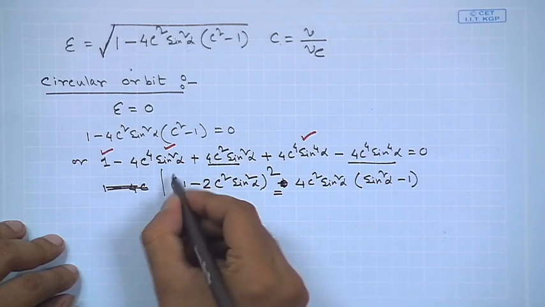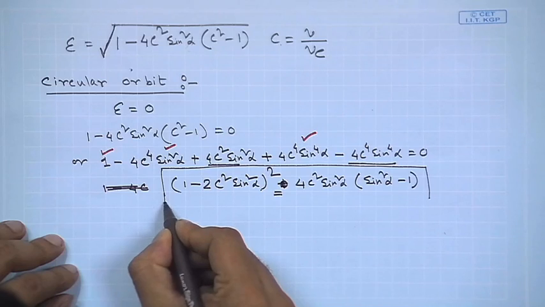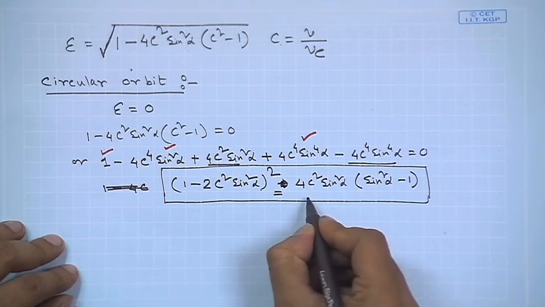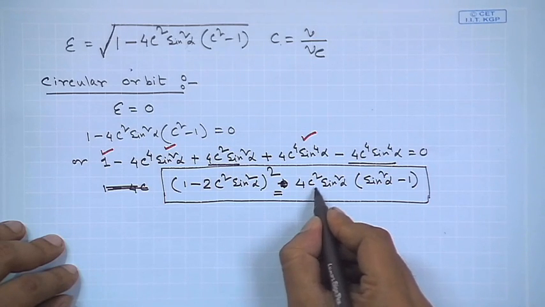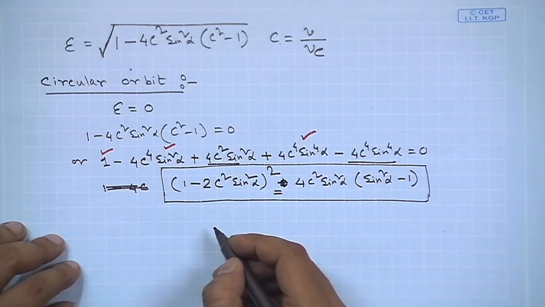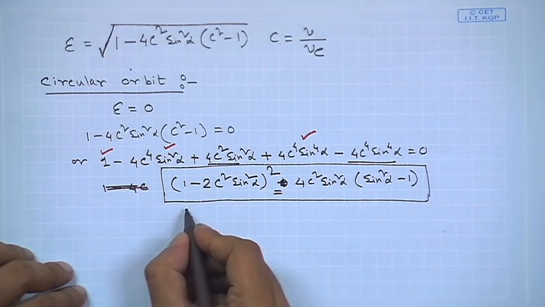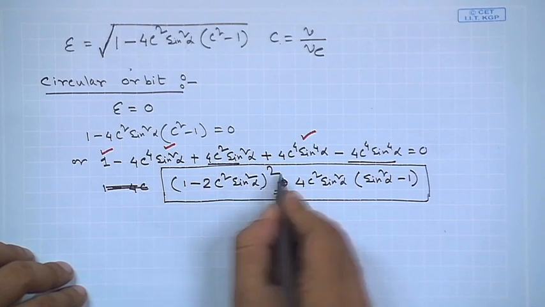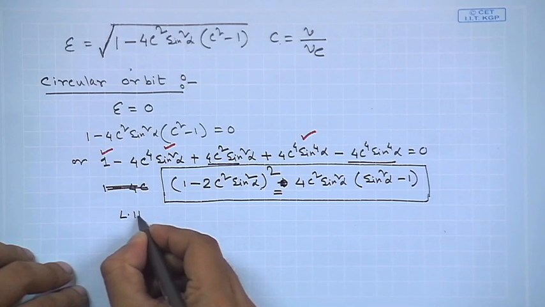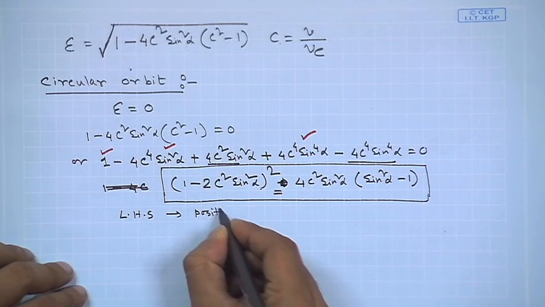Now, focus on this expression. On one side we have 1 minus 2 c square sin square alpha whole square, and on the other side we have 4 c square sin square alpha into sin square alpha minus 1. Now, the left hand side is positive definite, because it is a square of some term.